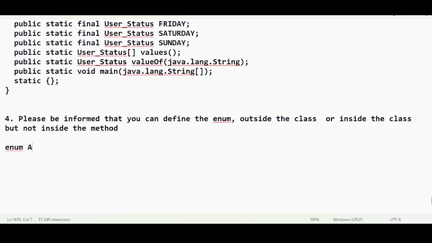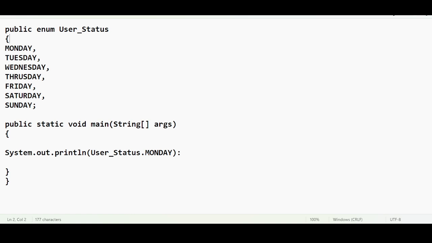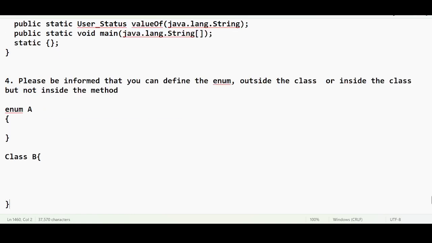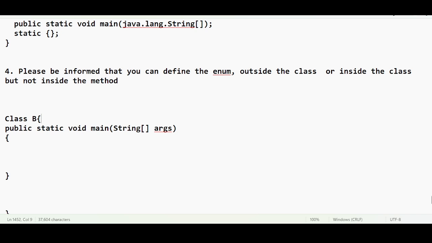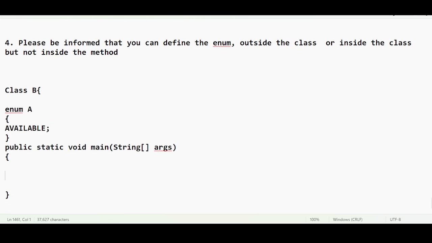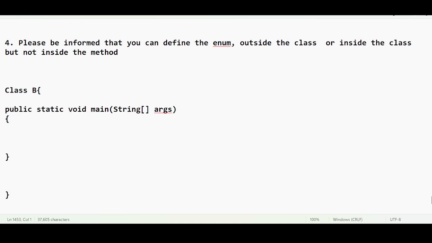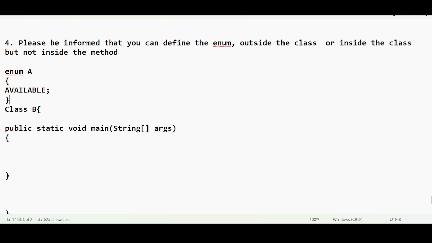So what do I really mean? We have an enum A. Let me take a class B here. Inside this, let me take a public static void method. Okay, this is enum A. I can take a constant like available. This can be placed outside the class. If I want, I can place it inside the class also. Both are valid, but not inside the method. It can be part of a class. Both are fine, but it cannot be part of a method. So that is what it says.